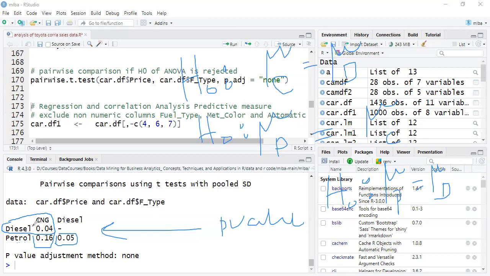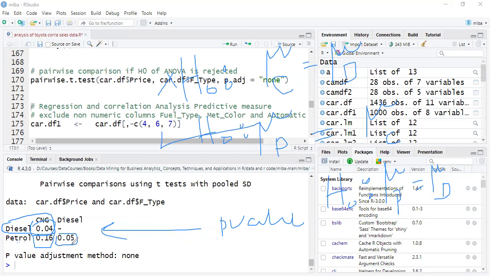And the p-value is 0.04. 0.04 is less than 0.05. The null hypothesis is rejected. And the second one is 0.16, petrol and CNG. Petrol and CNG, this null hypothesis is accepted.